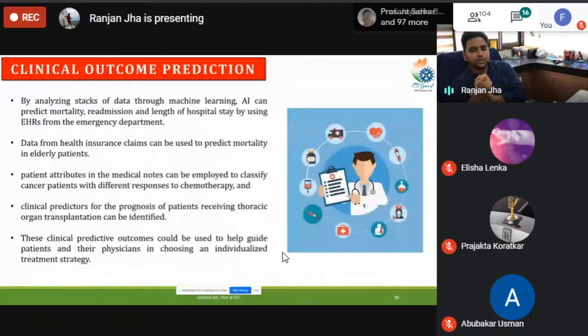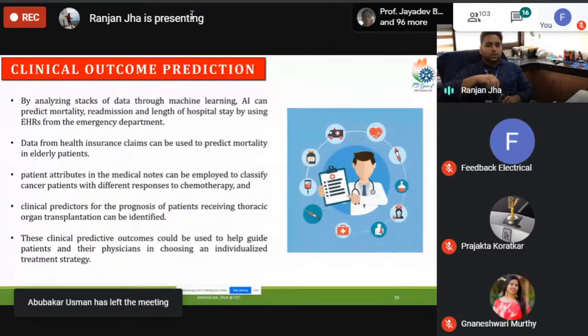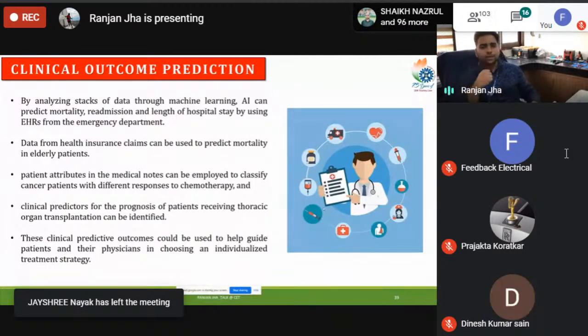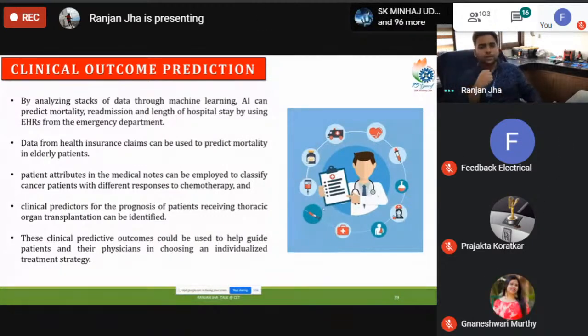Again, as we have seen previously, we can see clinical outcome predictions. By analyzing a stack of data through machine learning, AI can predict mortality, readmission, and length of hospital stay by using EHR from the emergency department. This is very important for developing countries, to very precisely use the hospital facilities or the bed facilities for the patients.